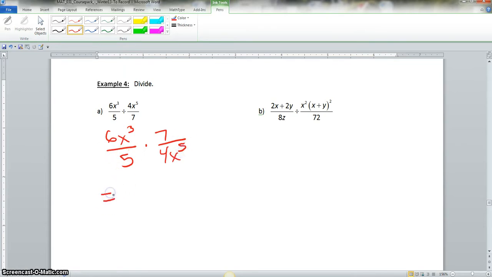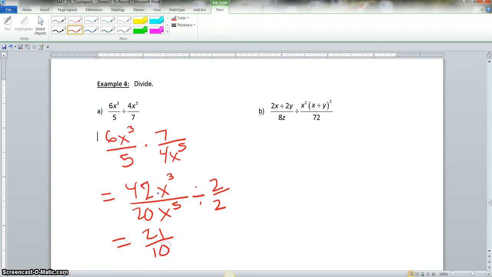So now we have 6 times 7, which is 42, and we have our x cubed, all over 5 times 4, which is 20, and we add x to the fifth. Now, 42 and 20, we know both of these numbers have 2 in common, so we could divide both of these numbers by 2, and then that would give us 21 over 10.